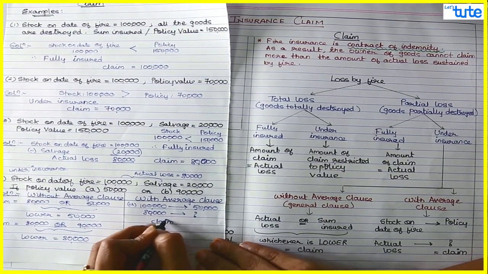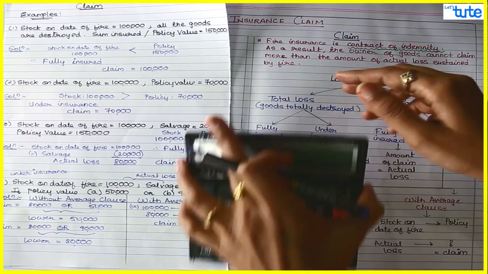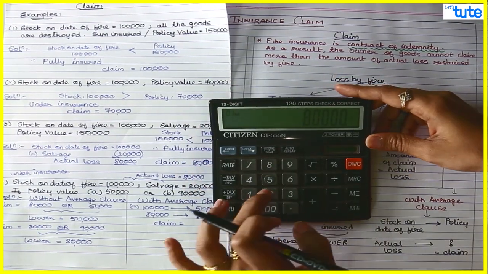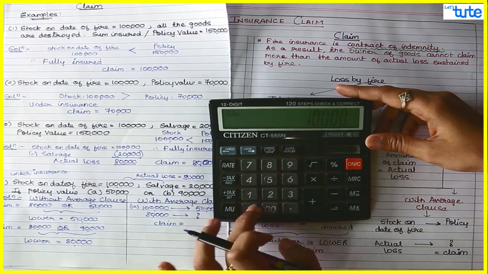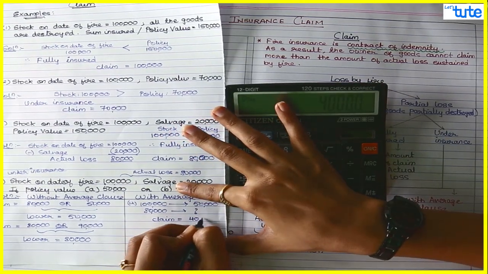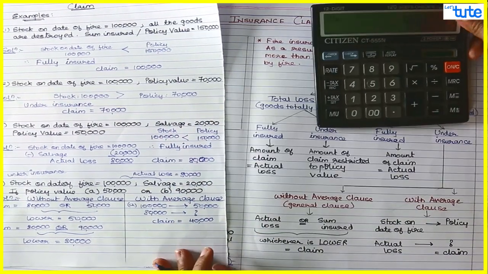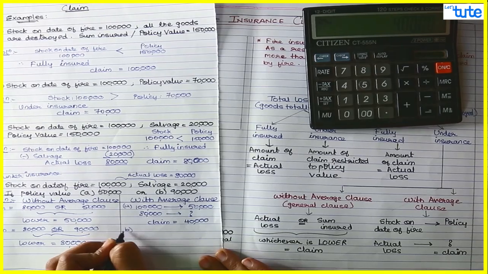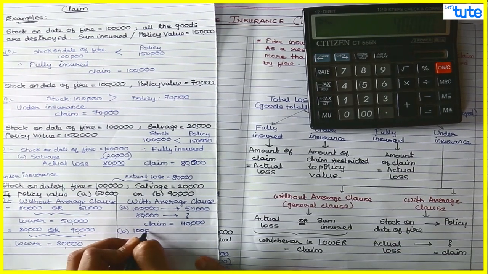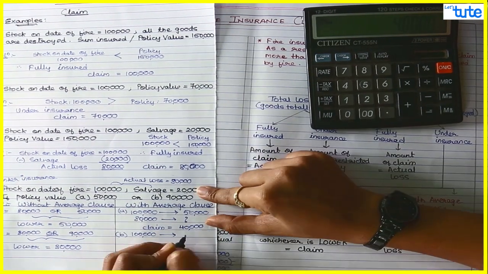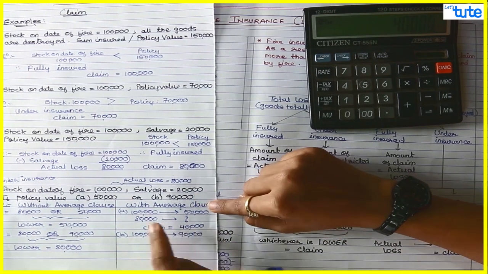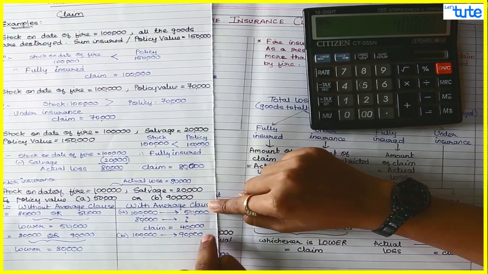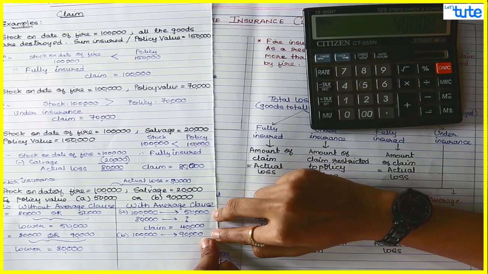So your claim would be just cross multiplication. That is 80,000 into 50,000 divided by 1 lakh. So you'll receive the claim of only 40,000. Again in the second case, your stock on date of fire is again 1 lakh. But in the second case, your policy value was 90,000. So this is the case of under insurance.